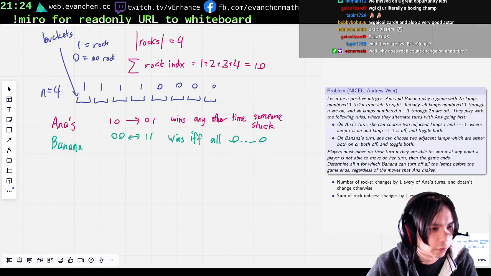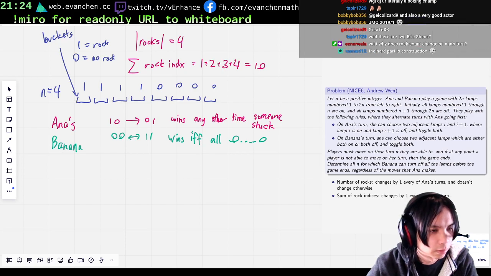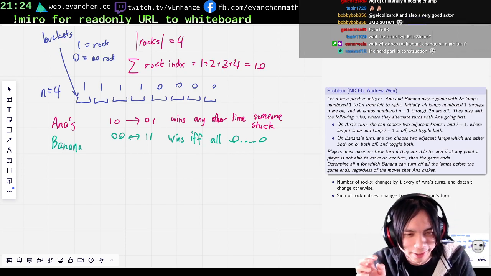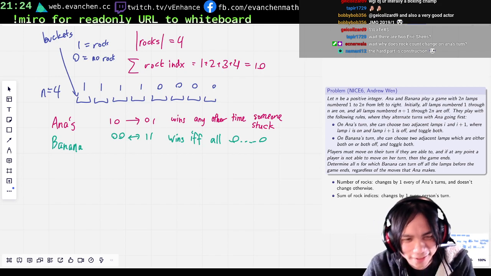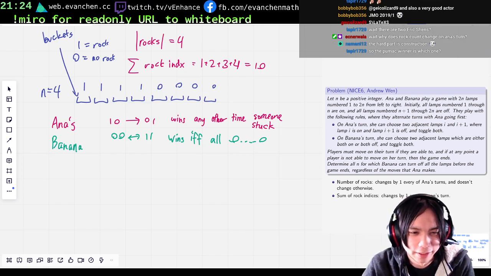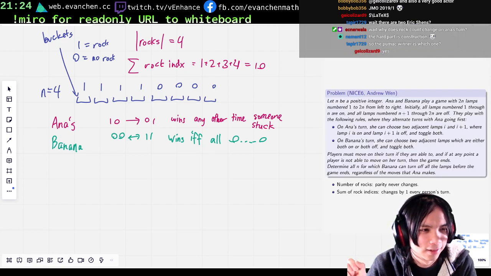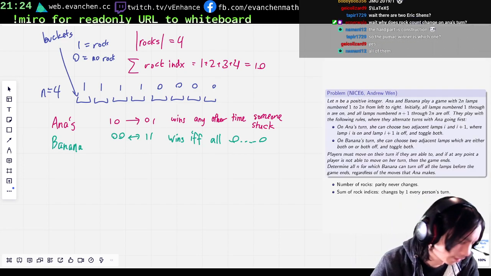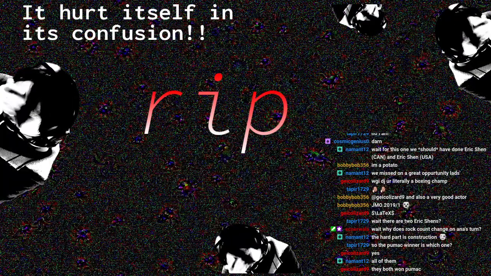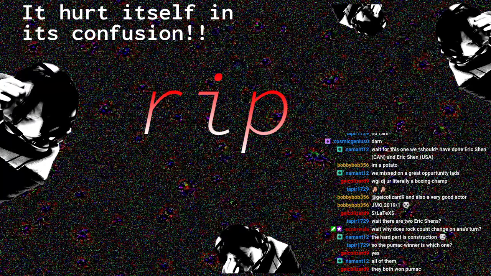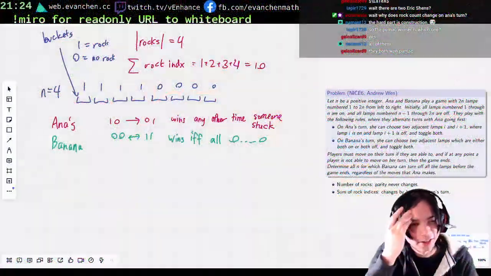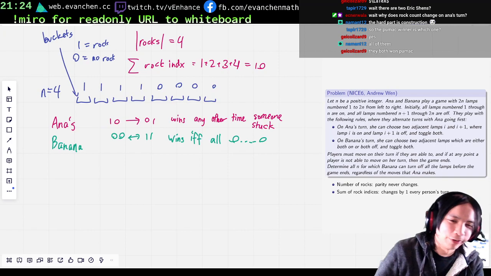Why does rock count change on Anna's turn? Sorry, I'm stupid. Ignore. Number of rocks, parity never changes. Sorry. Wow, that was very embarrassing. Okay, sorry about that. Yeah, parity never changes.